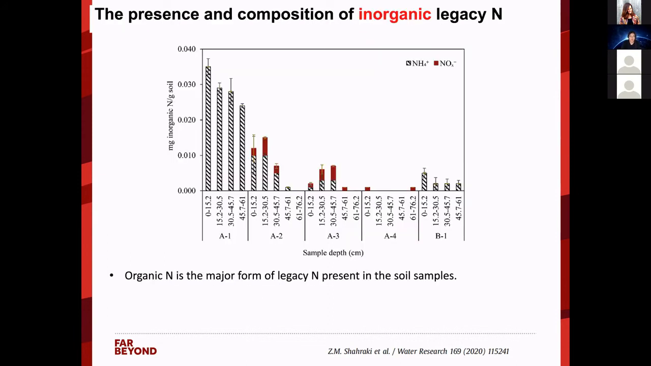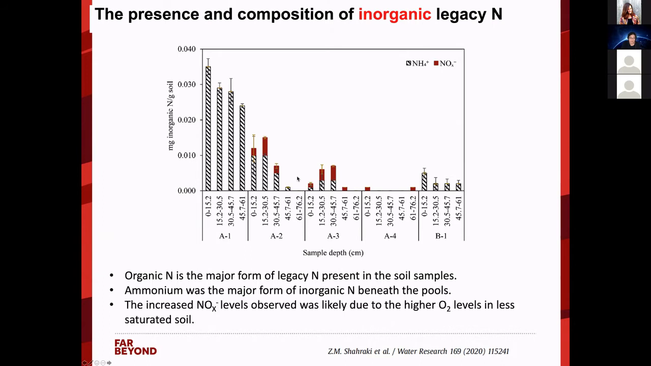When we look at the inorganic labile nitrogen present in the soil matrix and compare these levels from the different sampling locations, we found that ammonium was the major form of the inorganic nitrogen present beneath the pools. Just keep in mind that we are currently looking at a very small portion of the total labile nitrogen present, because the organic nitrogen actually is the major form of the labile nitrogen present in all the samples. We also found that NOx, which comprises nitrite and nitrate, is present in the cores surrounding the pools and even further from the pools.